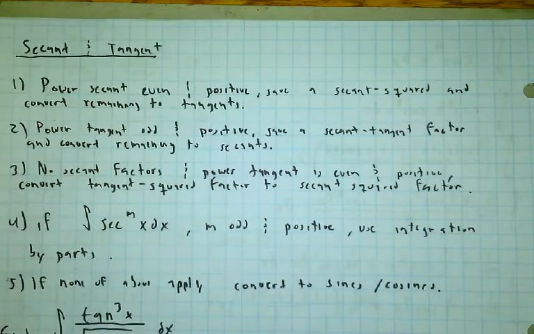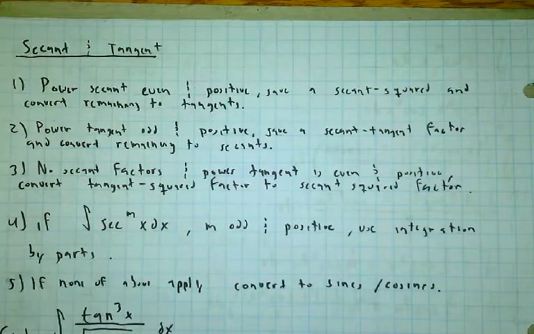Number 4, if you only have secants to a power and that power is odd and positive, you will use integration by parts. And 5, my least favorite of them all, and the one that you wish doesn't happen, is that if none of the above work, you will turn everything into sines and cosines, and then you will utilize the 3 rules that we started with today. That is the worst case scenario. You do not want to start there just because you feel comfortable with sines and cosines.